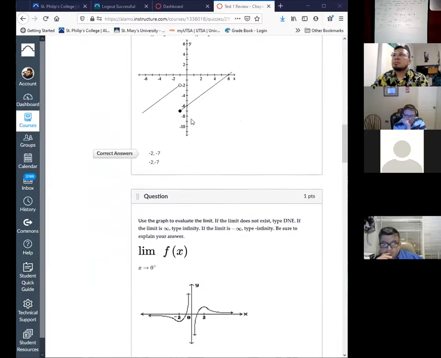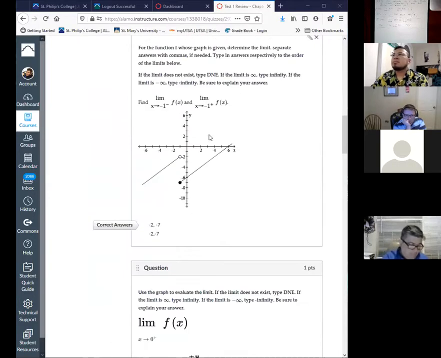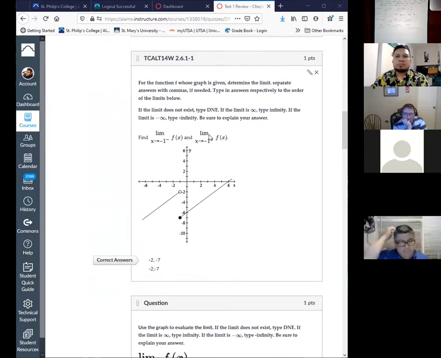And the reason we answer -2 and -7 is because they specify which direction they come from, correct? Yeah, so x from the negative side, the left side, is approaching -1. So that's going to be -2. That's why this is first. Positive from the right.